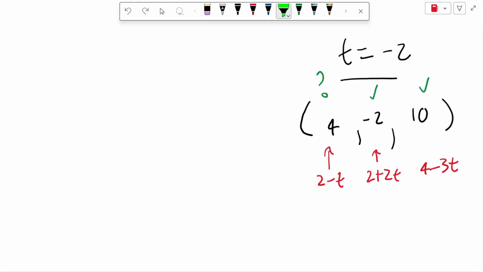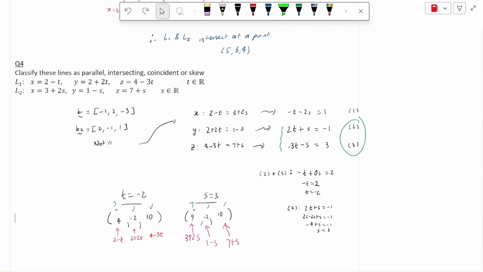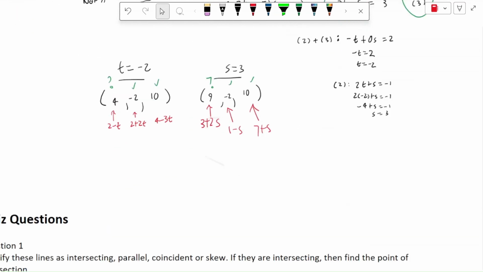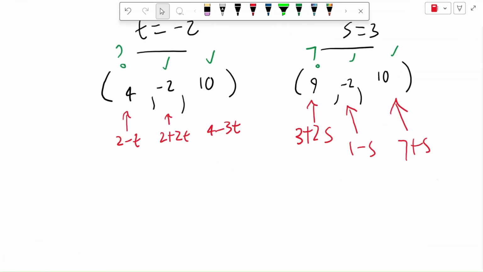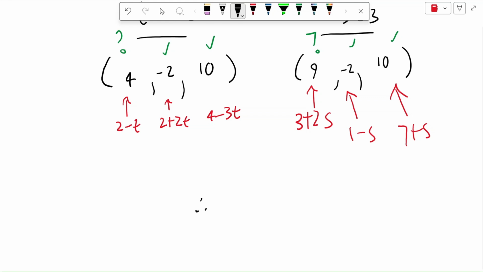But the point that matches the equation that we didn't use, the x values, that bit of the point didn't match. So what it means when that happens is the lines are skew. No intersection. Now let's have a look at what that looks like.